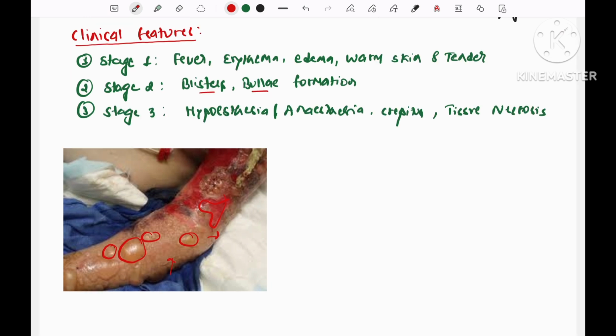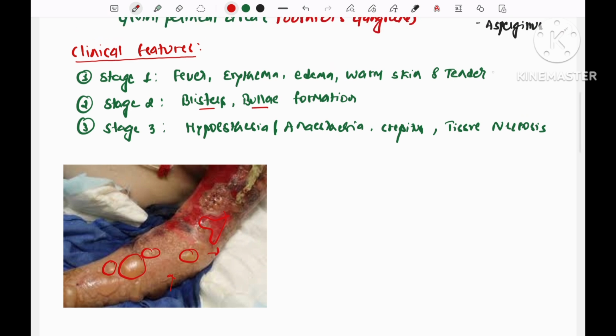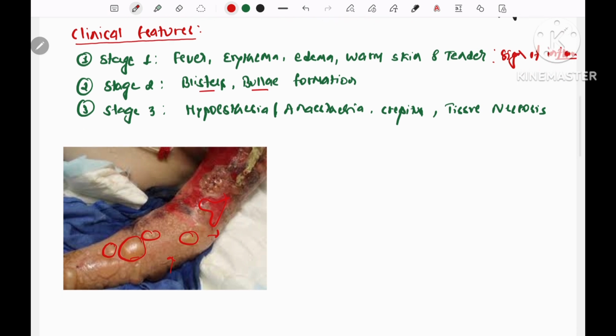Okay, so in simple terms, if we are asked about the clinical features, then at first there is the sign of inflammation, that is tumor, dolor, calor, rubor. At first there will be signs of inflammation, later it progresses to bulla and blisters, then there will be decreased sensation of the skin, there will be crepitus and tissue necrosis.